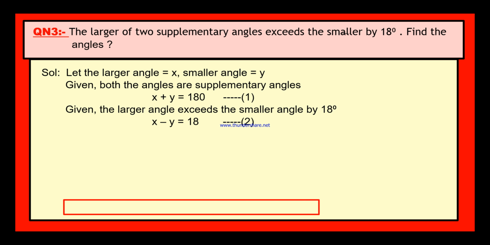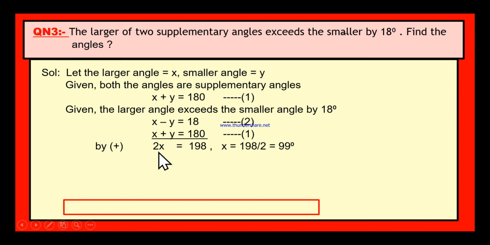Good. Now observe the coefficients of x and x. The coefficients of x and x are same and the coefficients of y terms are also same, but whereas it has plus 1 and this is minus 1. Therefore, let us write this first equation below the second equation and let us add both the equations by adding x plus x, 2x. Minus y plus y may be cancelled. 18 plus 180 is 198. 2x is equal to 198 and x is equal to 198 divided by 2. It is equal to 99 degrees. x is equal to 99 degrees.